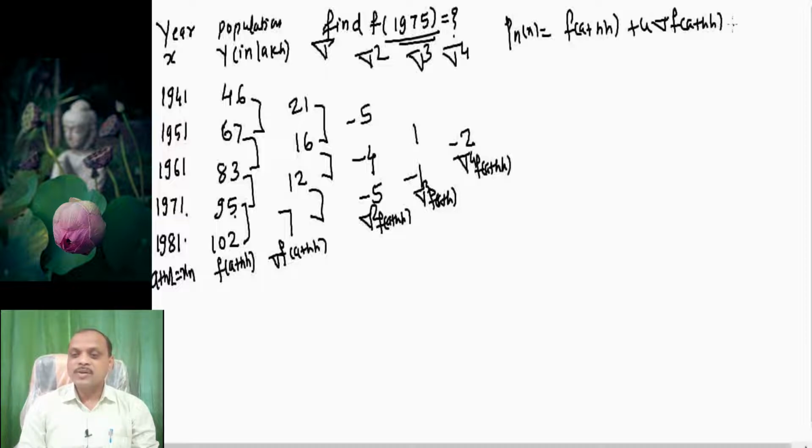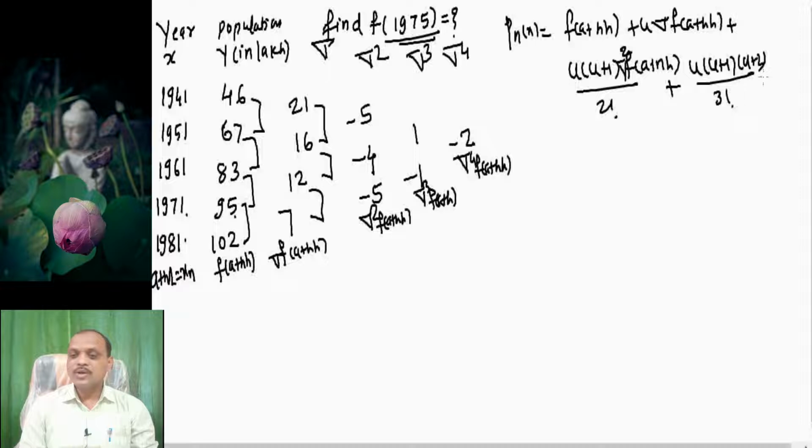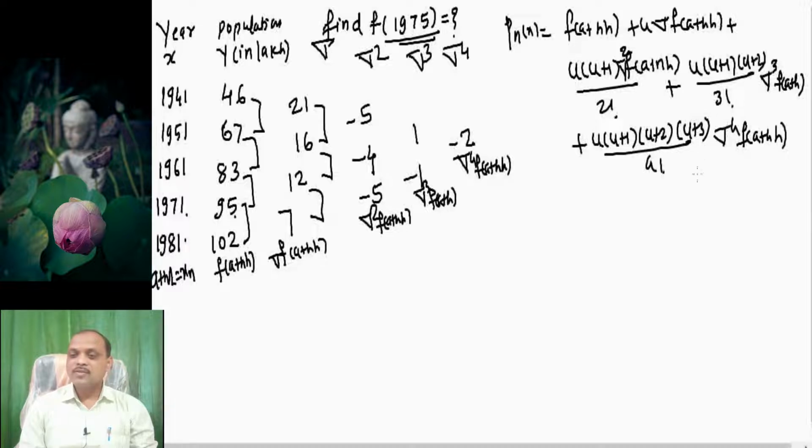P n of x equals f of a plus nh plus u into nabla f of a plus nh plus u into (u plus 1) nabla square f of a plus nh divided by 2 factorial plus u into (u plus 1)(u plus 2) divided by 3 factorial nabla cube f of a plus nh plus u into (u plus 1)(u plus 2)(u plus 3) divided by 4 factorial into nabla raised to 4 f of a plus nh. So these are the required values up to which we can put the values, and all other values will be 0.